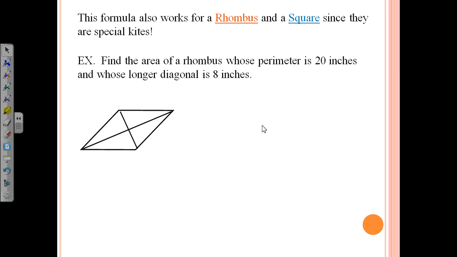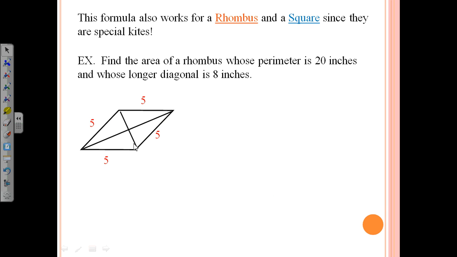Okay, so let's take a look at a rhombus. We're supposed to find the area of a rhombus whose perimeter is 20 inches and whose longer diagonal is 8 inches. So that's all the information they give us. We need to figure out the area. So if the perimeter is 20, we should know that each side of that rhombus is going to be 5. And then the longer diagonal is 8.